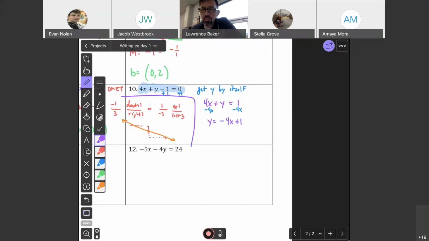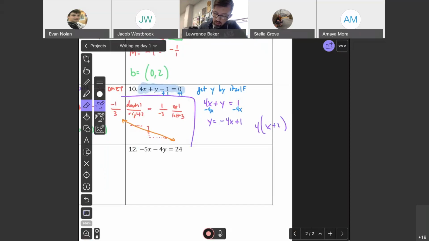I'm not sure what you mean by distribute, Clover. I'm not doing any distribution here. Distribution would be across parentheses. That would be a distribution. So we've gotten y by itself.